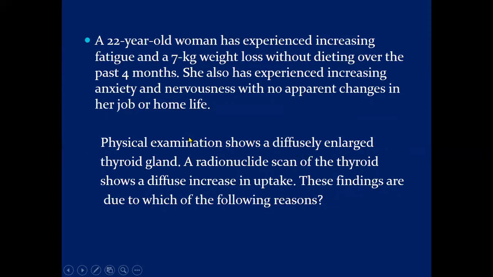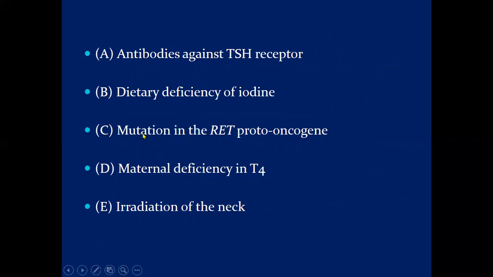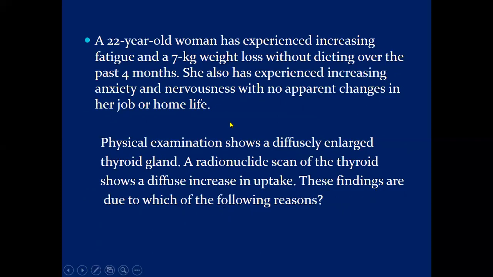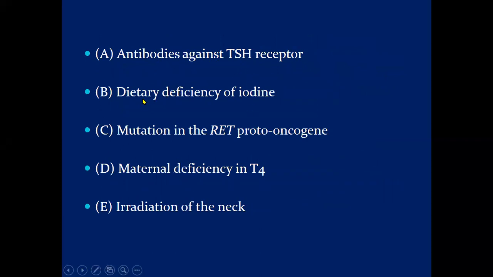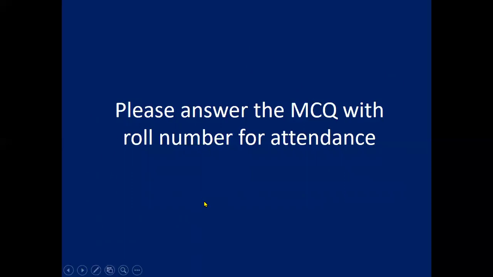Now you have to answer the option. Again, read this and keep in mind this scenario and give the answer. The key has been given in the upper part, also in the lower part, and the confirmation is also over here. The question is, these findings are due to which of the following reasons? Antibodies against the TSH receptor, dietary deficiency, mutation in the RAS proto-oncogene, maternal deficiency of T4, irradiation of the neck. Now, these are the two scenarios which you have to answer with your roll number. And in the next lectures, we will discuss hypothyroidism and then we'll discuss the scenarios and MCQs one by one to prepare for the final exam.